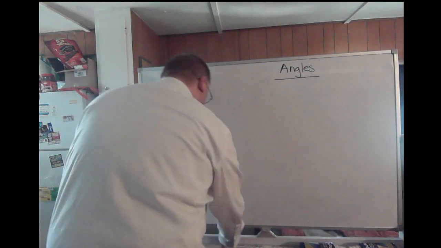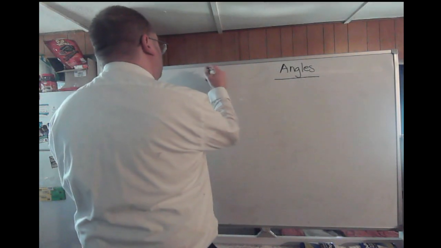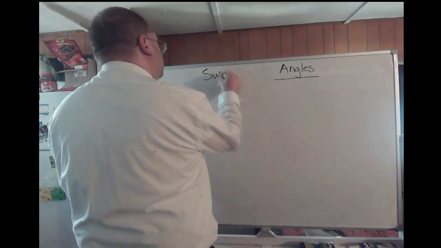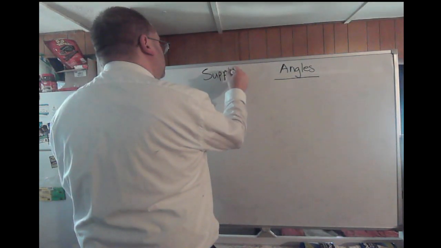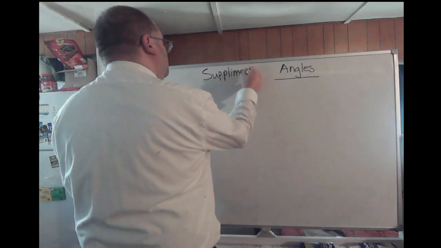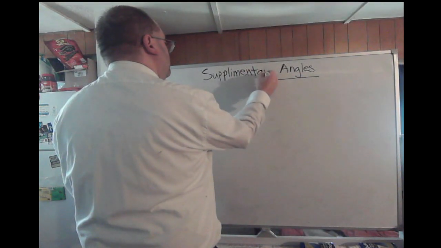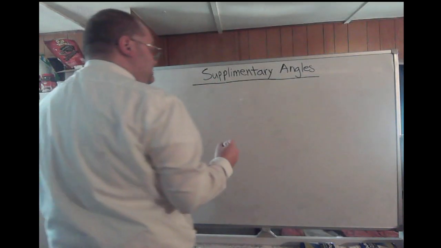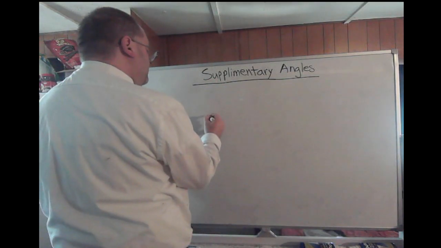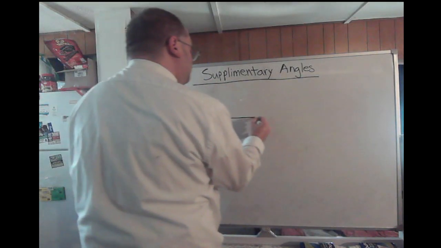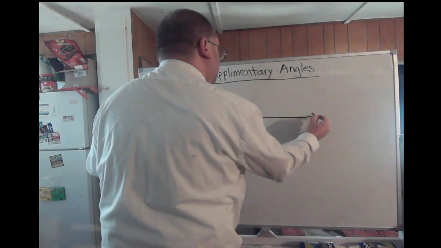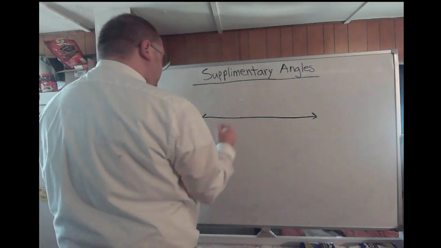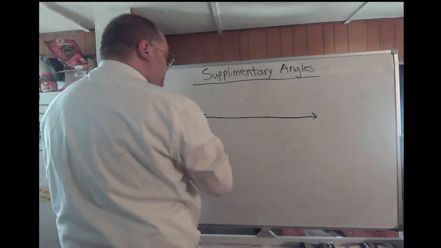We're going to talk about another type here. We're going to talk about supplementary angles. Alright, let's talk about supplementary angles. So, supplementary angles are when you have two angles that add up to 180 degrees.